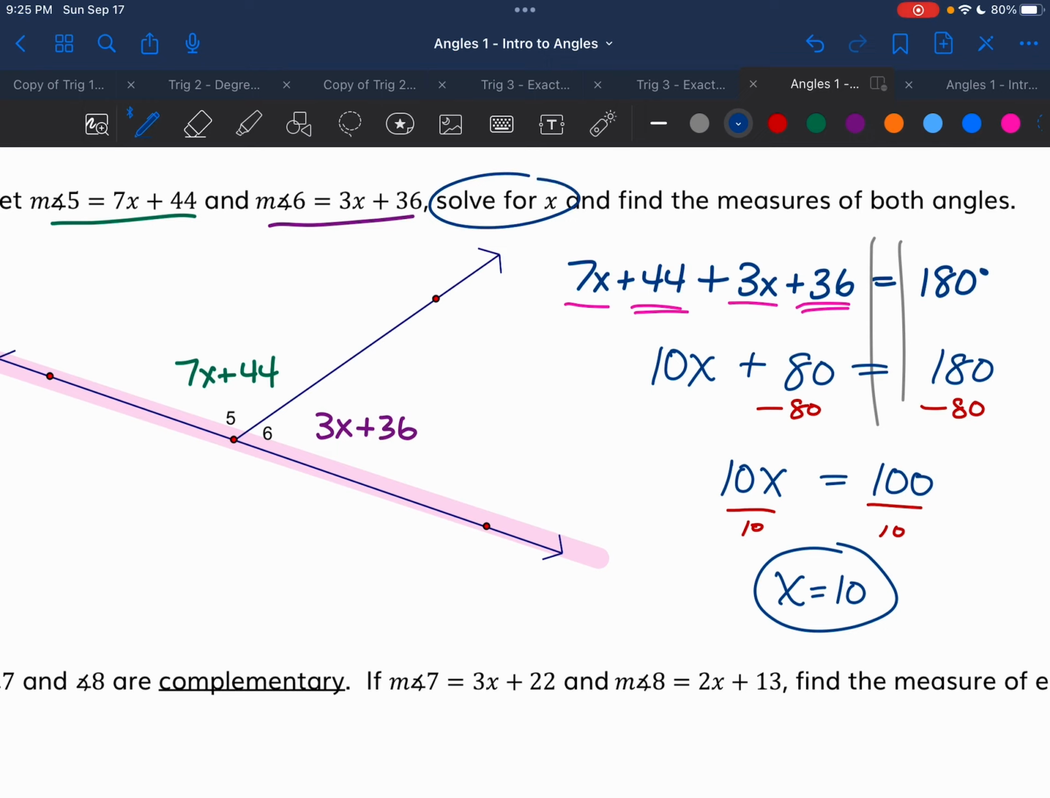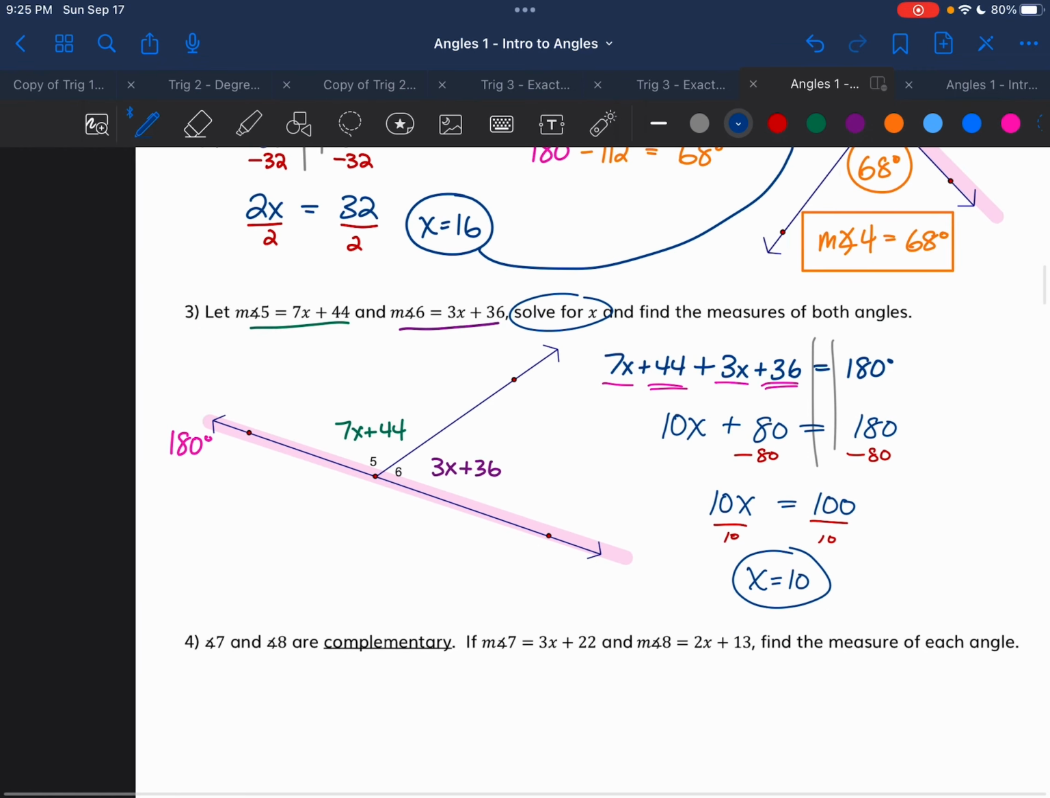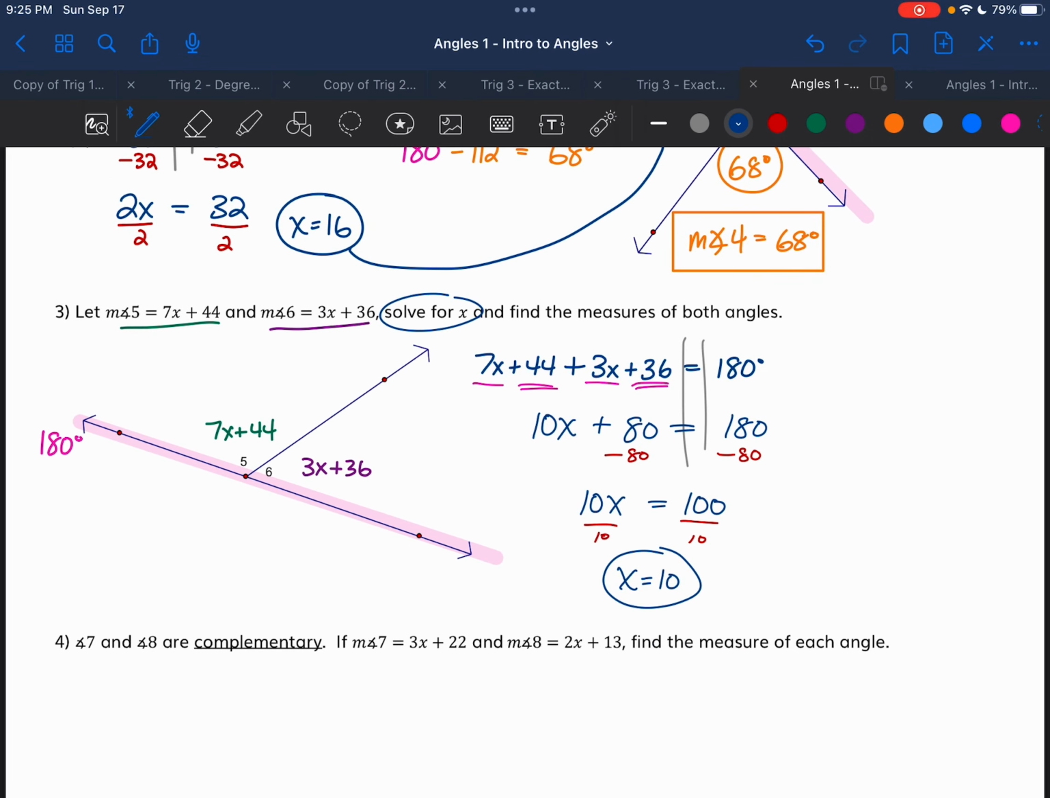Find the measures of both angles. And when you're done, please make sure that that makes sense. Please make sure that the numbers that you get are somewhat reasonable. That the measure of angle 5 says take 7, multiply it by 10. Instead of x, it's just 10. And if I do 70 plus 44, I should get 114 degrees. So here's my 114. Cool.